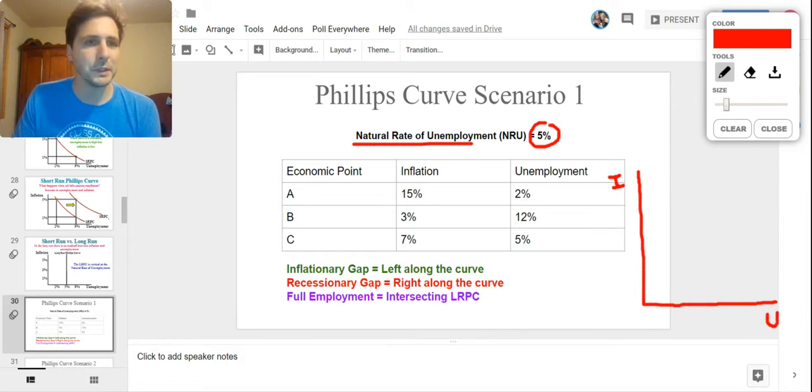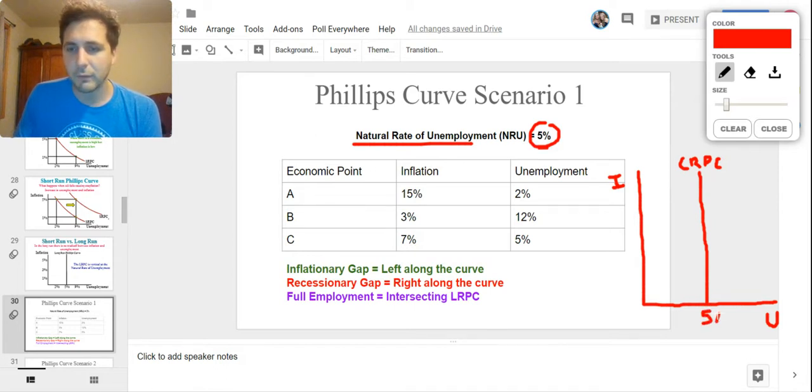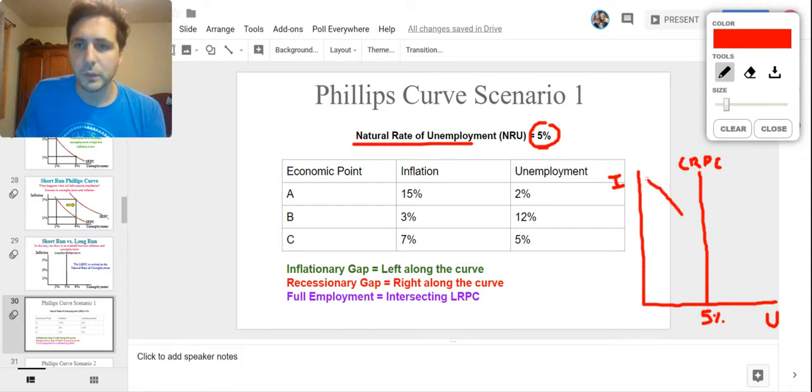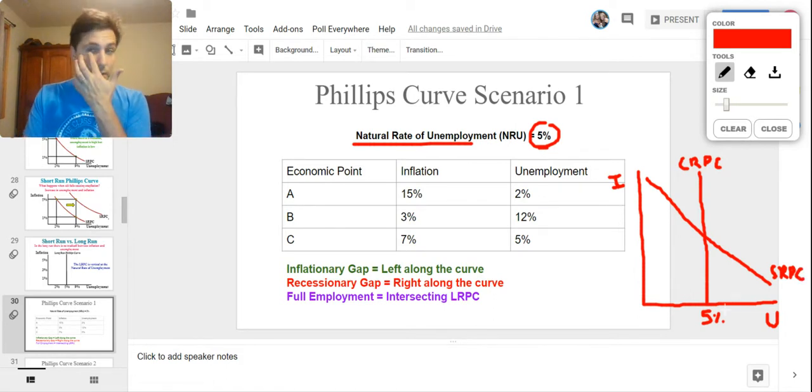And then I have unemployment over here. I know that I have the long run Phillips curve as a vertical curve. That's going to be there every single time. So LRPC. And I know that's going to be at 5%. So right down here, I put in 5%. Now, I also know that my economy operates in the short run. So it's going to be on a short run Phillips curve that is downward sloping, like so. And I'm going to label that SRPC. So my economy always has to be somewhere on the short run Phillips curve.